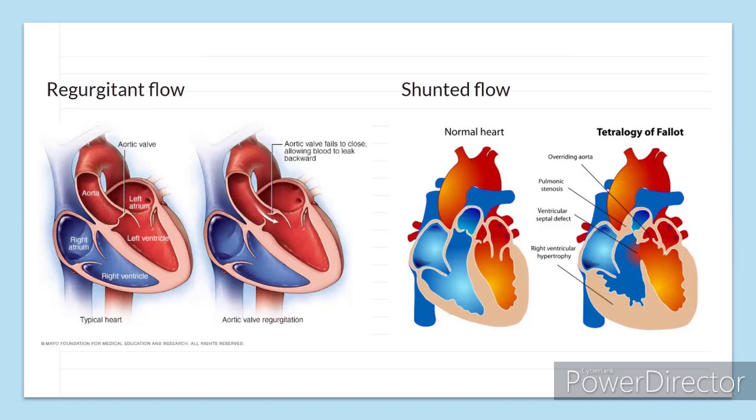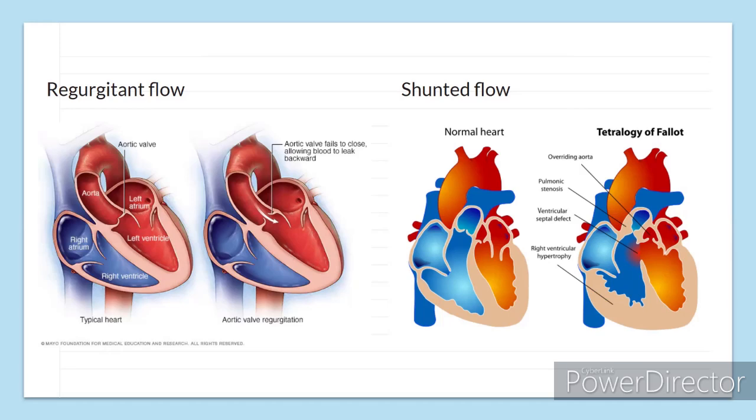And this picture is showing aortic valve regurgitation, which is when the aortic valve fails to close, allowing blood to leak backward. So blood is flowing back into the left ventricle.